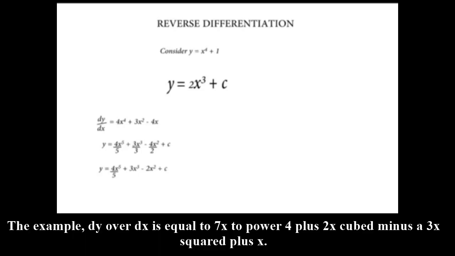Another example, dy over dx is equal to 7x to power 4 plus 2x cubed minus 3x squared plus x.